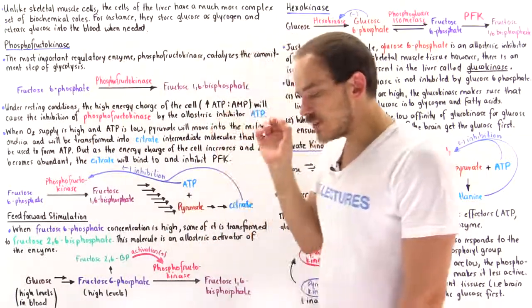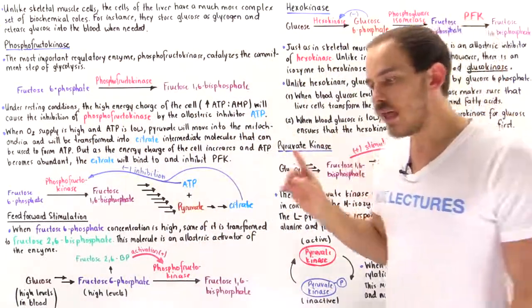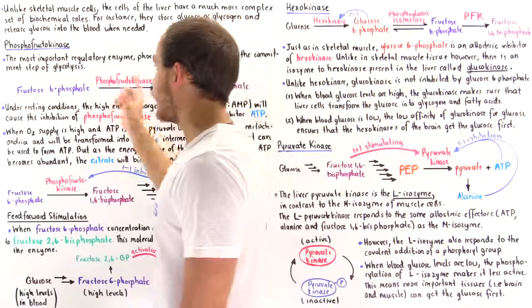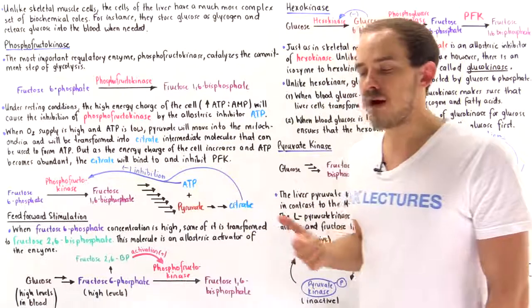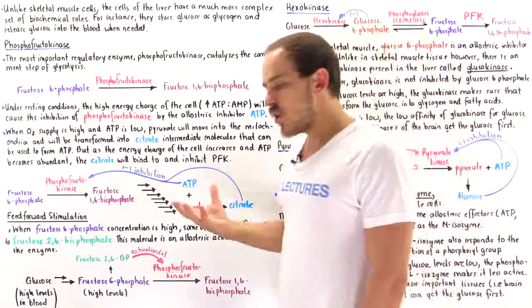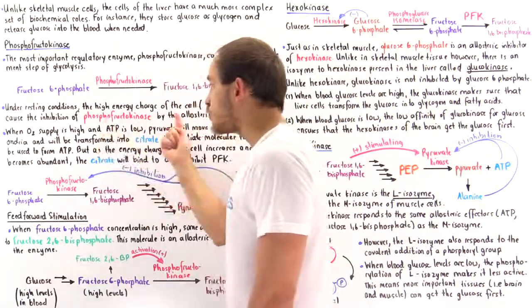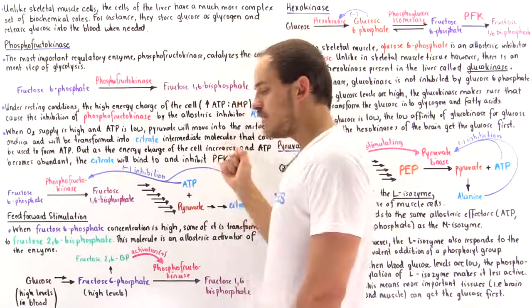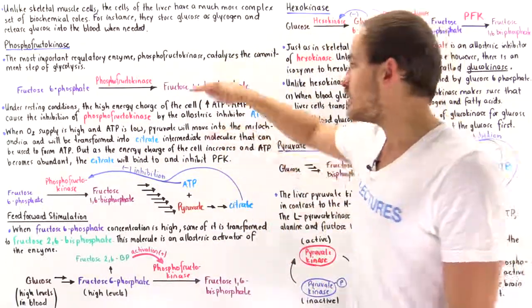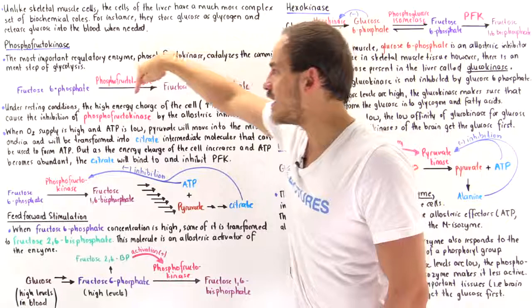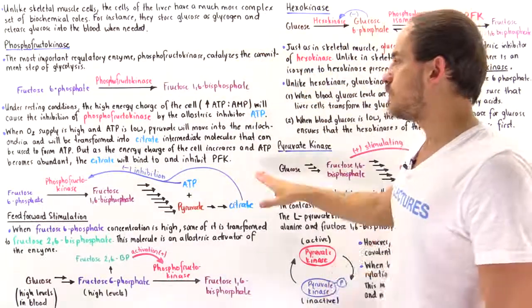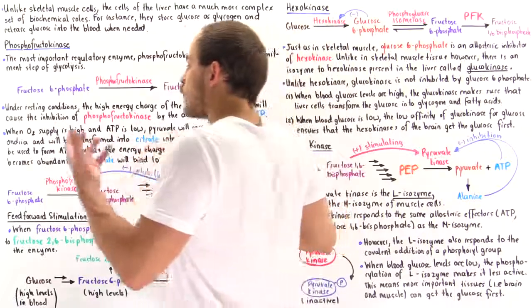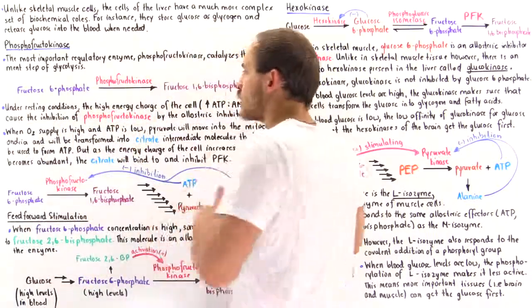Now, let's remember how skeletal muscle cells regulate this enzyme. They use ATP and AMP molecules. Let's suppose we have a high energy charge in the cell. What that means is we have a high ratio of ATP to AMP. Remember, energy charge simply means the ratio of ATP to AMP. Now, if we're resting, this is basically what we're going to have.